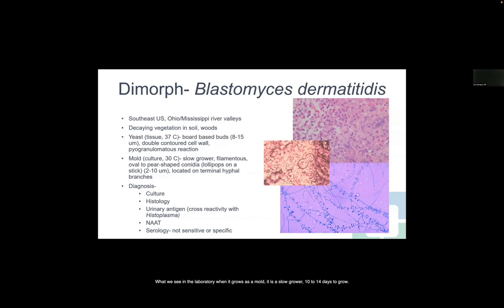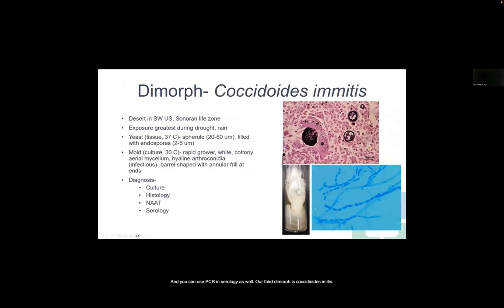What we see in the laboratory when it grows as a mold, it is a slow grower, 10 to 14 days to grow. And you see these filamentous oval to pear-shaped conidia that resemble lollipops on a stick, and often on the terminal hyphal branches. Diagnosis is similar to histo. Again, we see examples here on this slide of culture and histology. There is a urine antigen, and you can use PCR and serology as well.